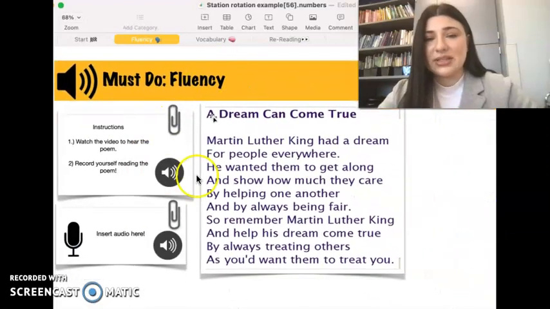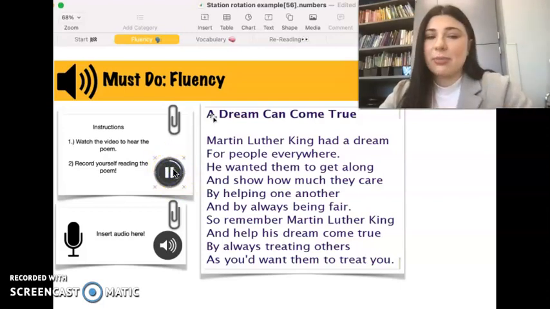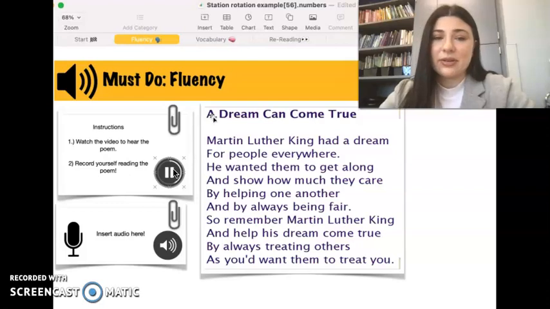On this fluency station, they have their instructions, and you see these little microphone icons because on the student's end, they can play my voice to hear the poem read aloud. Then record your audio and insert it.